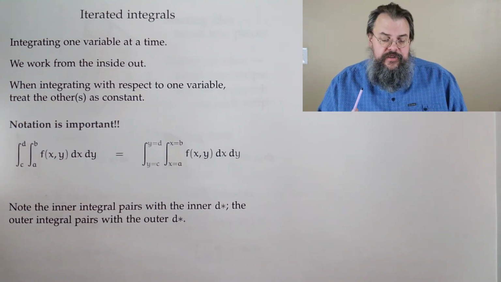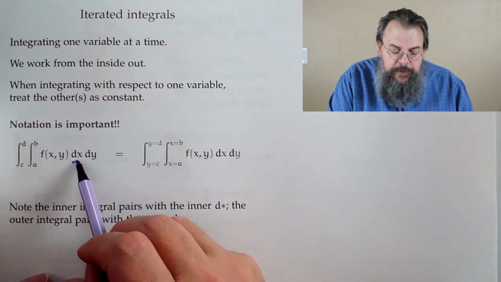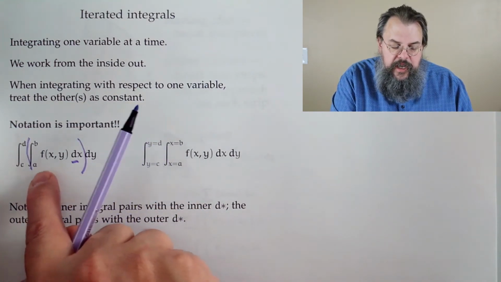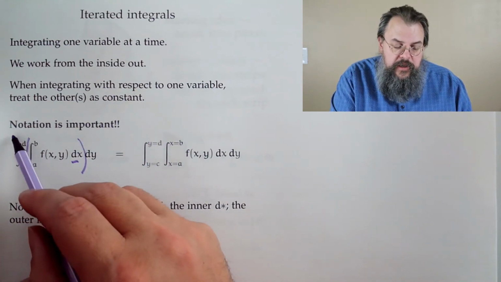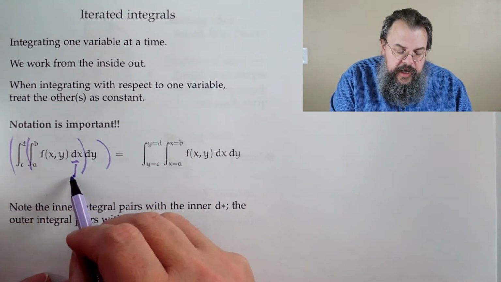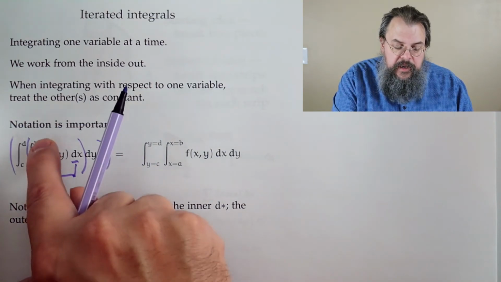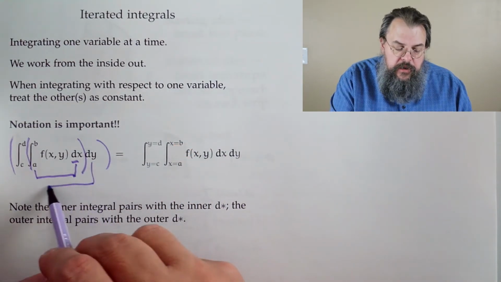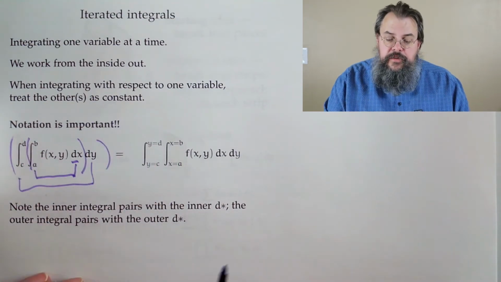So what do we mean by notation is important? Well, the order that things are written tells you the order to do things. So you always work from the inside out. The inner layer is with the x, then the next layer is with the y. When we talk about this integral, the inner dx goes with the inner integral. So this says x equals a to x equals b. Then the next layer is associated with the y: y equals c to y equals d.